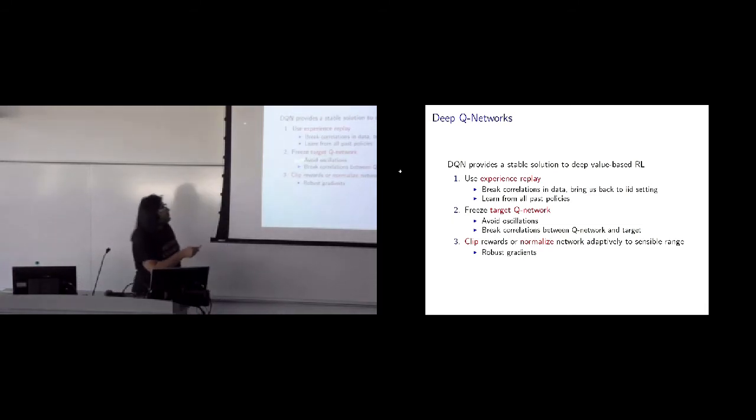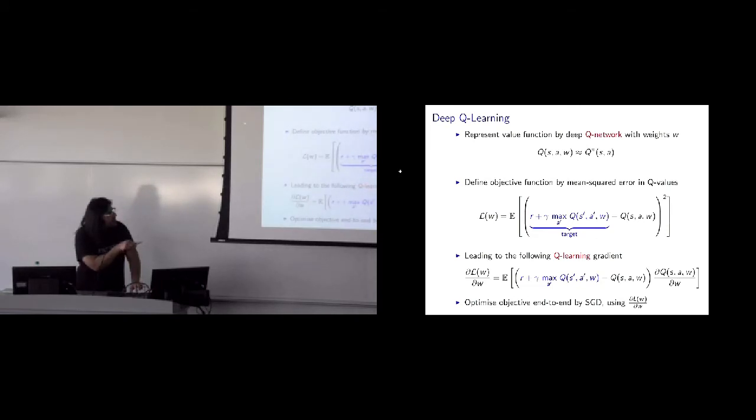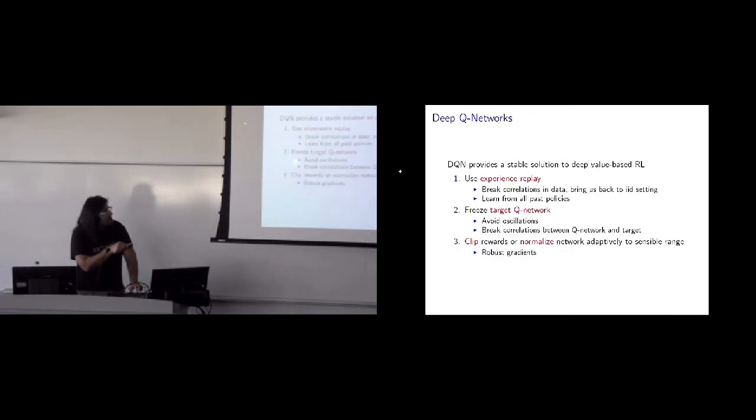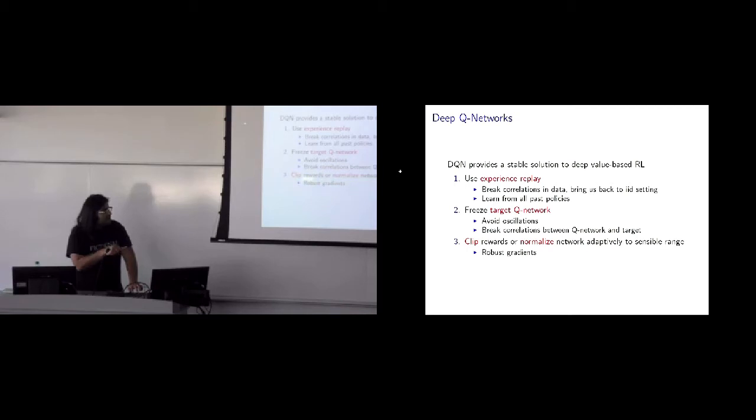The second idea for mitigating oscillations, freeze target Q network. Remember we had this Q approximation and the new Q approximation. The idea in the DQN algorithm is to freeze the first Q approximation to avoid oscillations. What do we mean by freezing it? What if our initial approximation of the second Q is wrong? We'll see how they fix that problem too. And then, with regards to the problem of scalar rewards and Q values being unknown, they propose a very simple clipping or normalization of rewards.